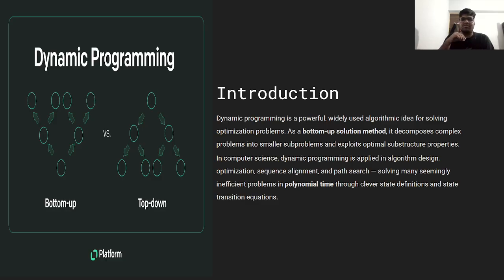Dynamic programming is a very powerful tool which we use to do optimization. It is a bottom-up method which divides the problem into many subproblems and exploits optimal substructure. Dynamic programming is used for optimization, sequence alignment, and path search. These problems usually take lots of computational time, but with dynamic programming, we can reduce it to polynomial time.